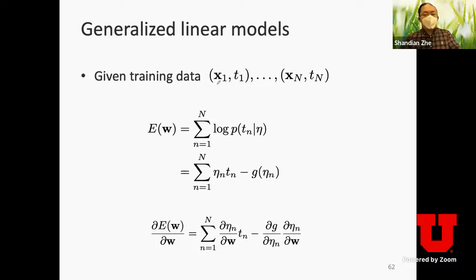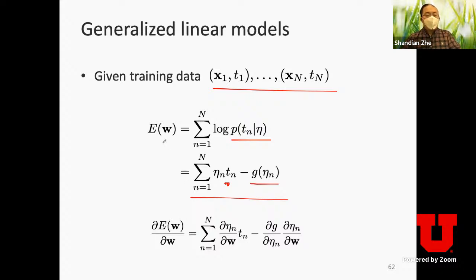So suppose we're given n training input and output pairs. The negative log likelihood, where we assume this training data are IID, is just the summation of the log likelihood of each training point. Because this is an exponential family, if you take the logarithm, it will give you this form. This is the natural parameter for the nth example, dot product, or if it is just a scalar, you just multiply with the observation t of n, subtracted by the log normalizer.